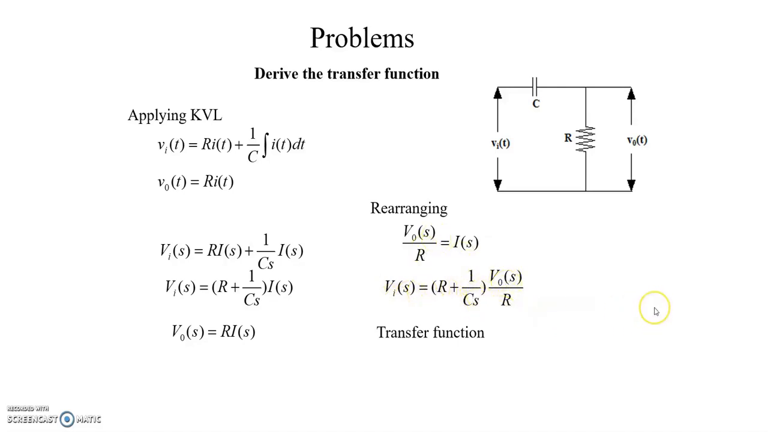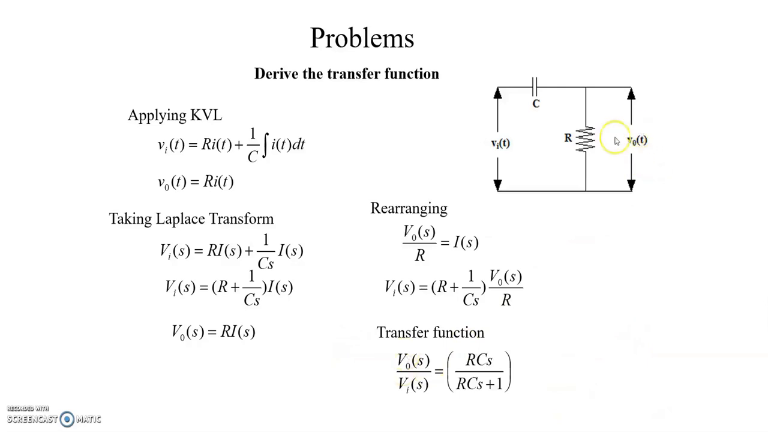But your transfer function is nothing but the ratio of Laplace of output to Laplace of input. V naught of s is the output for this network and Vi of s is the input voltage of the electrical network. So V naught of s by Vi of s is equal to RCs divided by RCs plus 1.